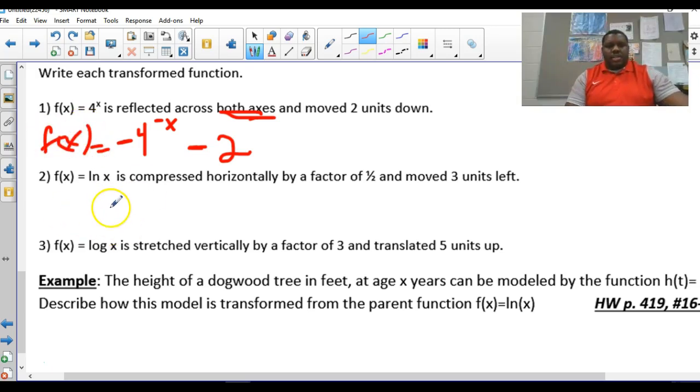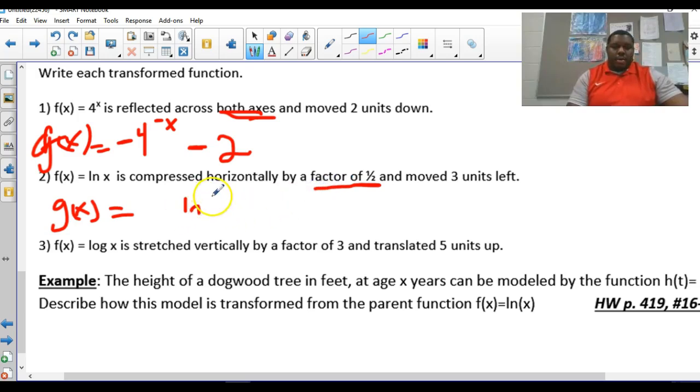This next one here, I'm going to write g of x for this one. I should have put g of x right here because it's no longer f of x. That's f of x. We'll call that g of x. So for this one, g of x of natural log, we're going to compress horizontally by a factor of 1/2. Or remember, horizontal compression is directly to the x. All right, but you got to do the reciprocal in here in the parentheses. So if I compress it by 1/2, I'm going to write the reciprocal multiplied by 2. All right, and then we move it 3 units to the left.